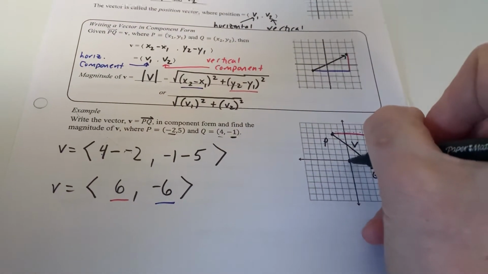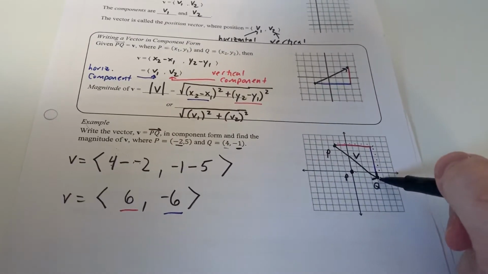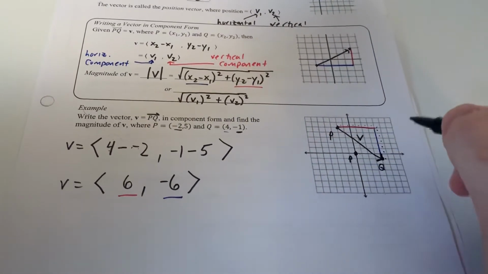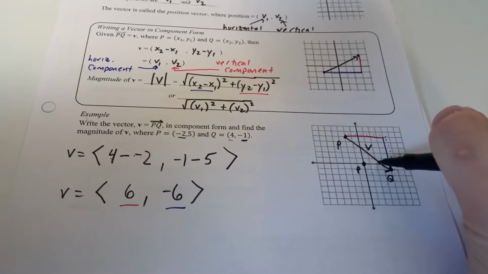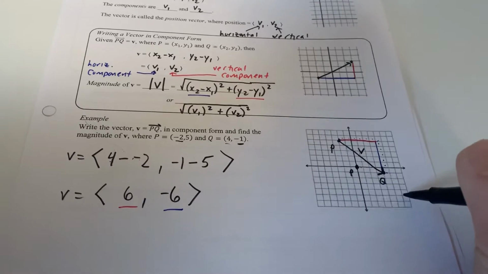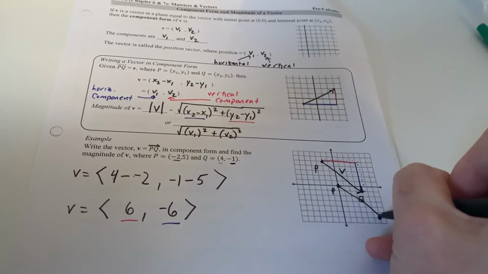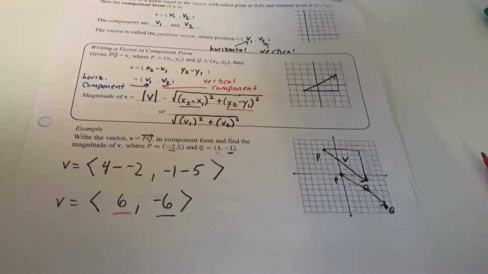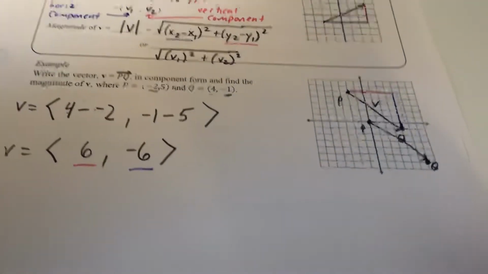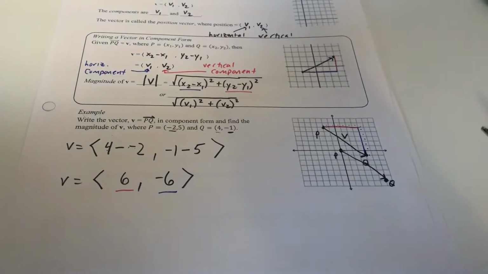All right, another way to define component form is if I were to trace vector PQ and slide it so the initial point starts at 0, 0, it would land at my component form coordinate. So I would travel right 1, 2, 3, 4, 5, 6, and down 1, 2, 3, 4, 5, 6. And it's at 6, -6. So if you put the vector at 0, 0, it will always land at your component form.